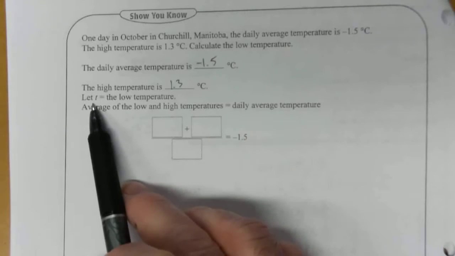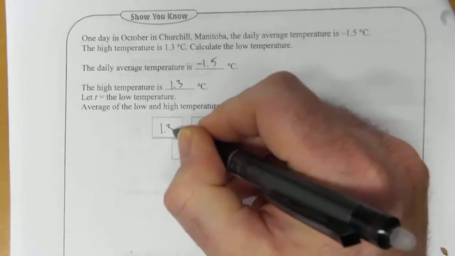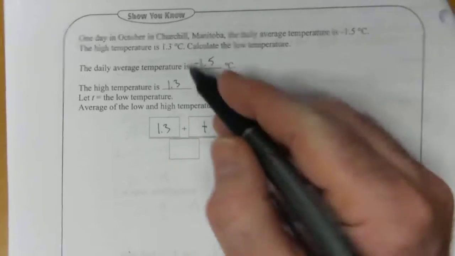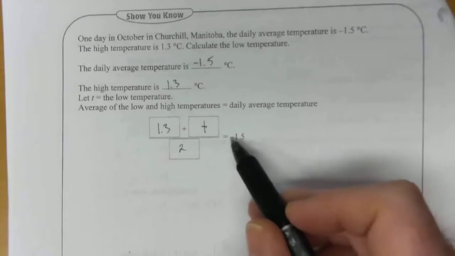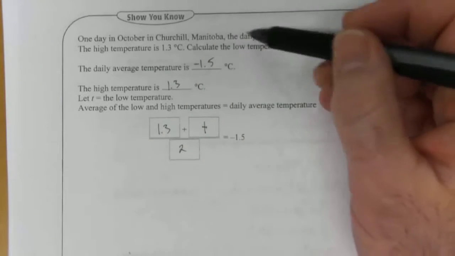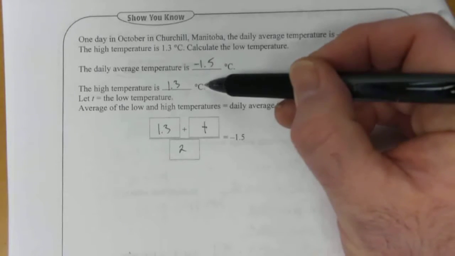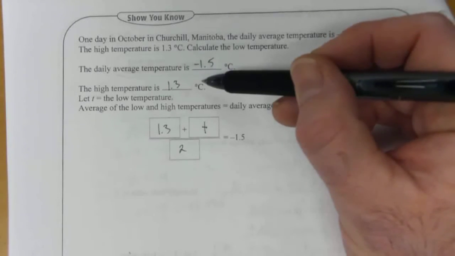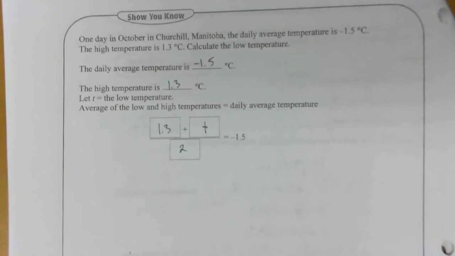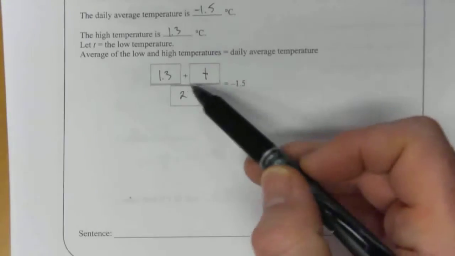And to calculate an average, you have to add the high, which was 1.3, and the low, which we said was going to be t, and then we're going to divide by 2. And then that equals your average of negative 1.5. When you're dealing with word problems, it's a good idea to summarize the information that you have in your own words so that you can give it some meaning in your head. Your brain will start to connect things together, and you should be able to figure out the equation at that point. So now we need to solve this.